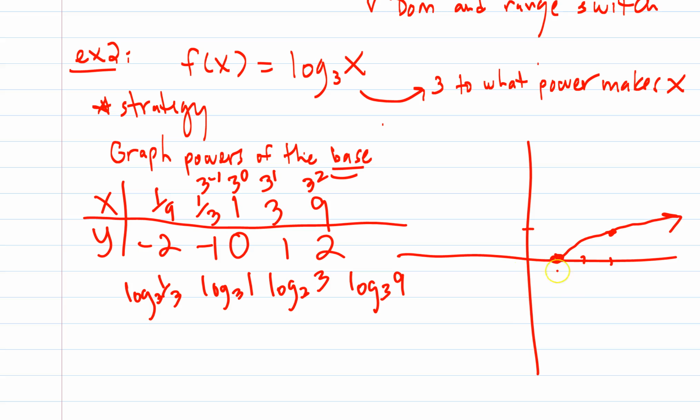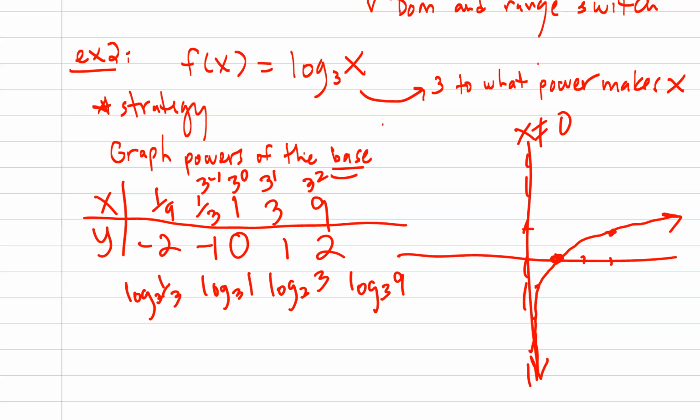What happens in this region right here? Well, at 1/3 it goes to negative 1. At 1/9 it goes to negative 2. It's approaching that y-axis and creating an asymptote there. We have an asymptote right here, that x cannot equal 0. Okay? So that's the way I would graph it.